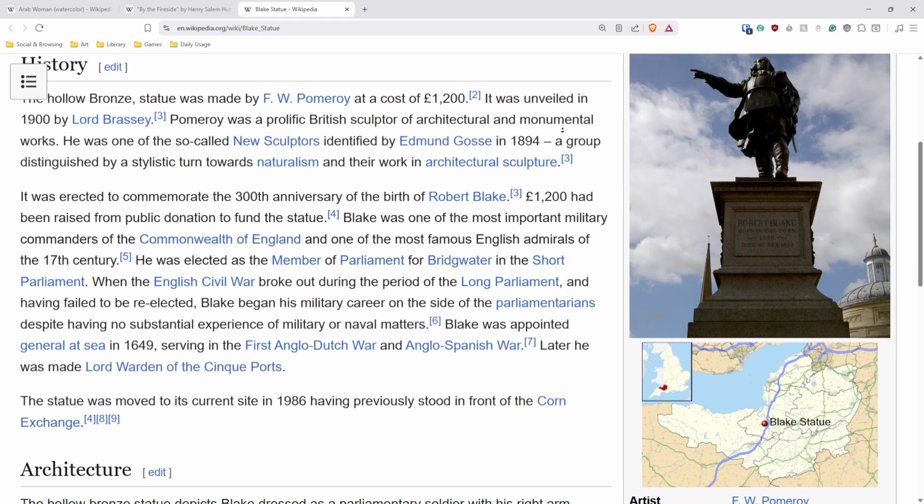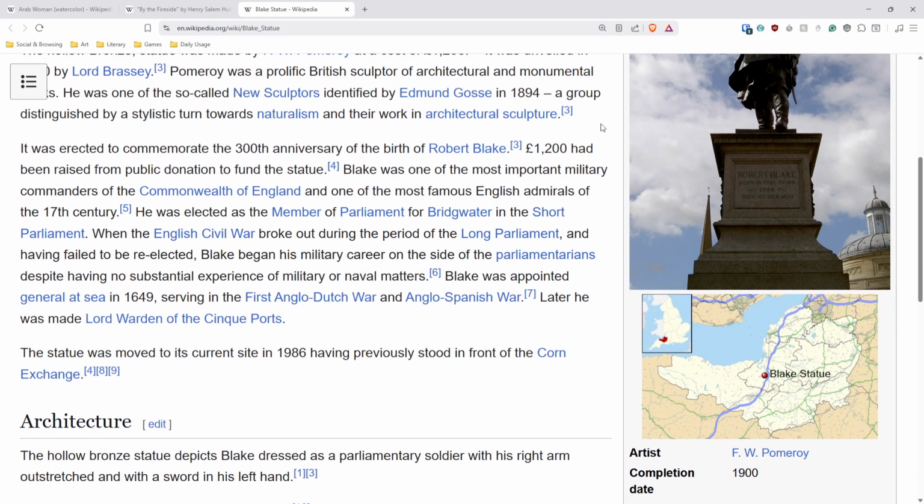It was erected to commemorate the 300th anniversary of the birth of Robert Blake. £200 had been raised from public donation to fund the statue. Blake was one of the most important military commanders of the Commonwealth of England, and one of the most famous English admirals of the 17th century. He was elected as a member of Parliament for Bridgewater in the Short Parliament. When the English Civil War broke out during the period of the Long Parliament and he had failed to be re-elected, Blake began his military career on the side of the parliamentarians.